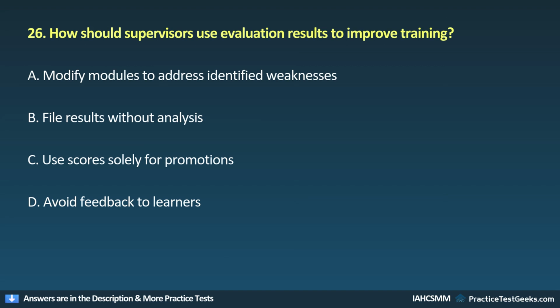26. How should supervisors use evaluation results to improve training? A. Modify modules to address identified weaknesses. B. File results without analysis. C. Use scores solely for promotion. D. Avoid feedback to learners.